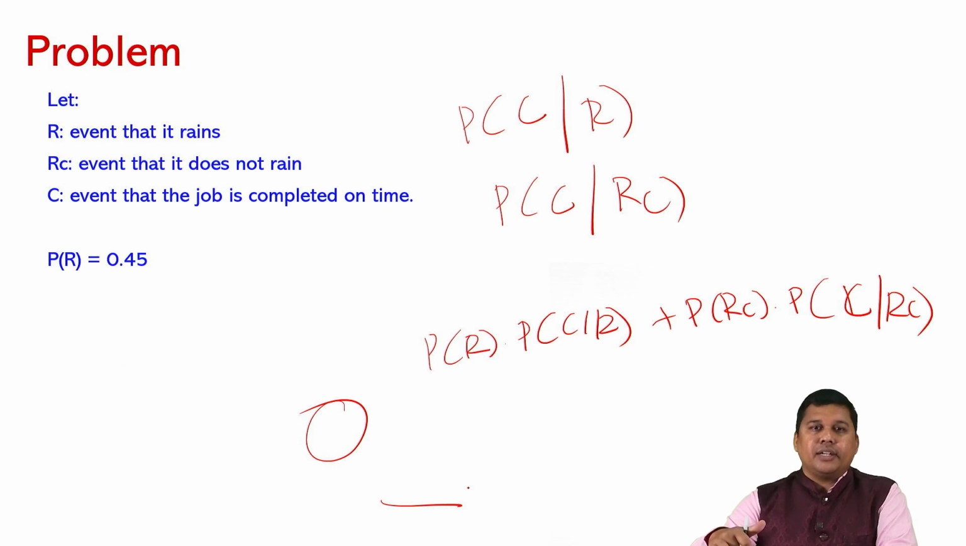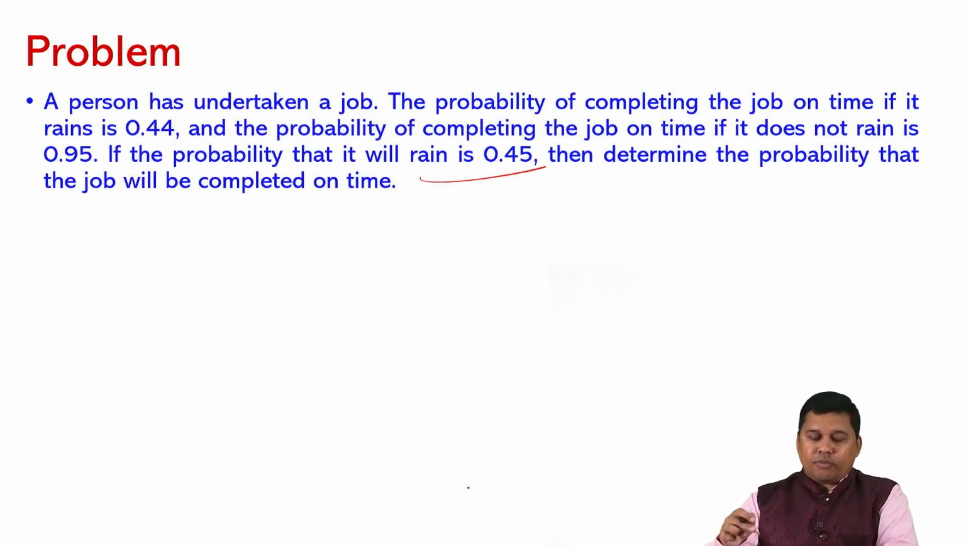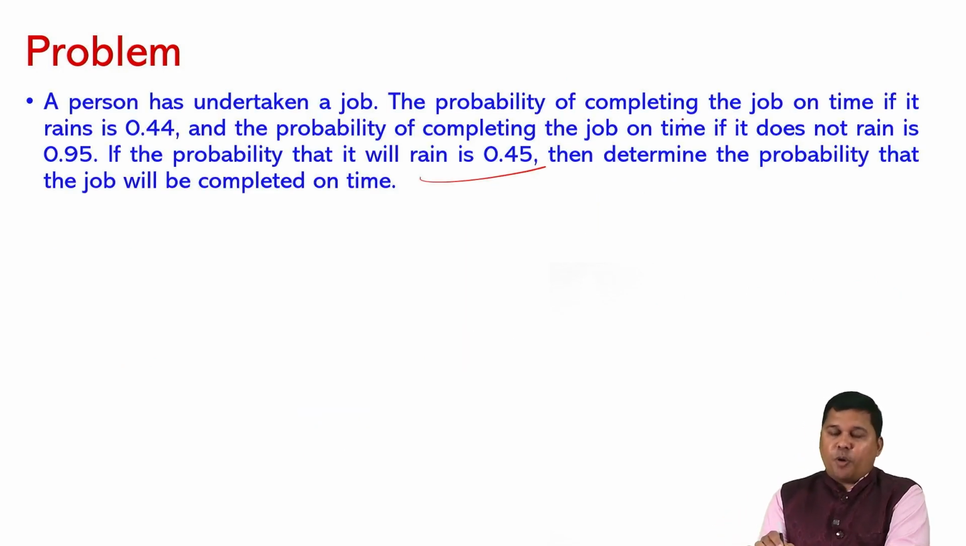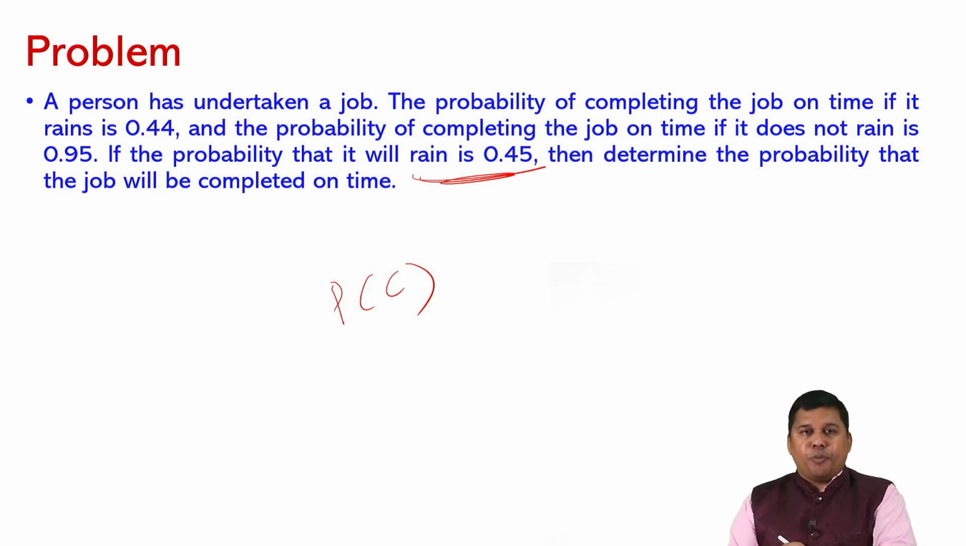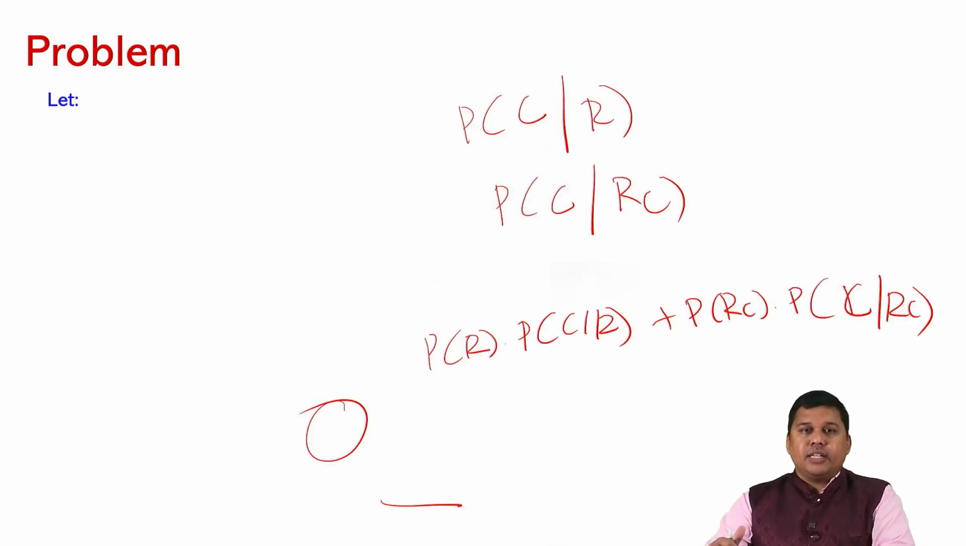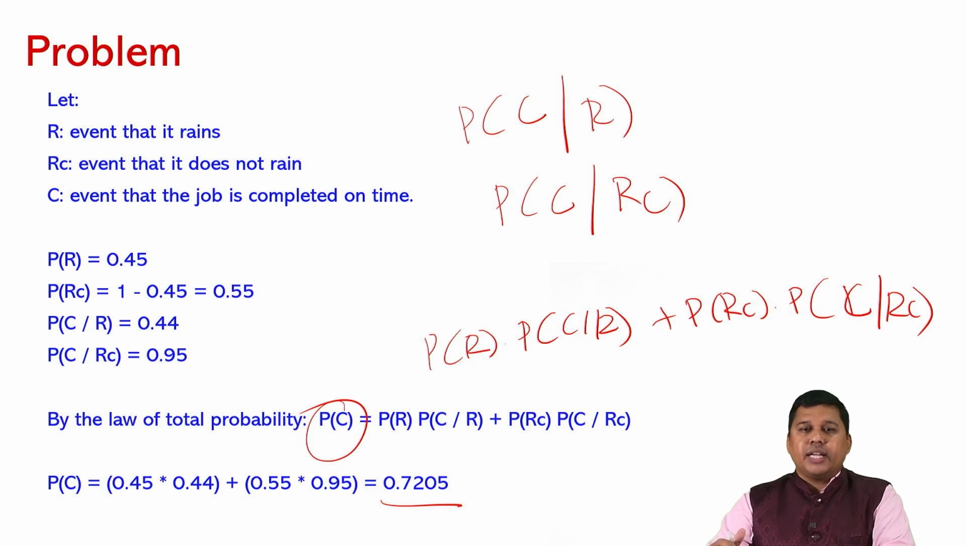I will just go back and see what the question is. You are given the probability of completing the job on time if it rains and also if it does not rain, and we are given the probability that it rains, 0.45. Determine the probability that the job will be completed on time. So, we were supposed to find P of C from the given data. We applied the total law of probability and found the solution, 0.7205.